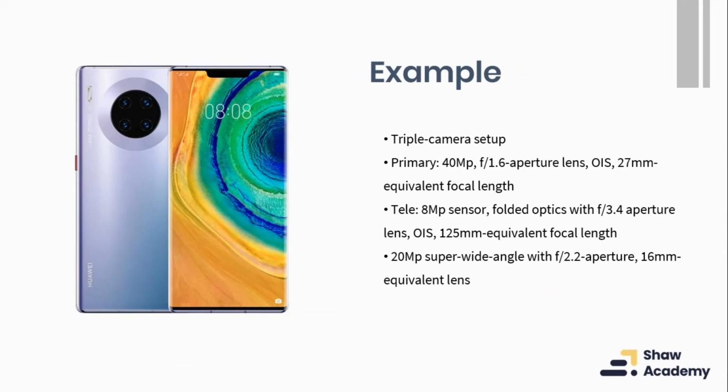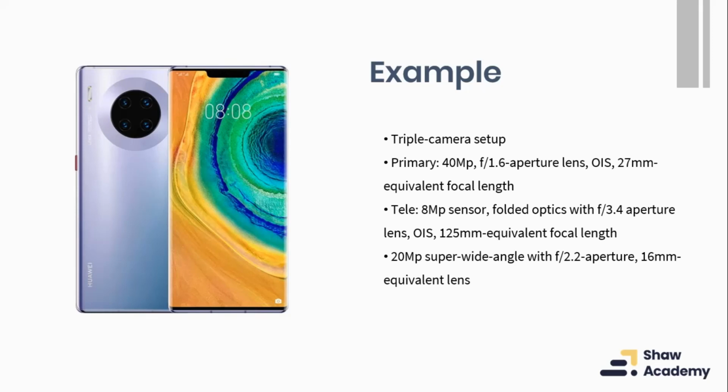So let's break it down. First of all, we've got a triple camera setup. Now you can see 4 lenses on it. So we've got 3 cameras, but we have a dual lens as well. So on top of having our 3 cameras, we also have a dual lens like we just saw, and that is on our standard lens.